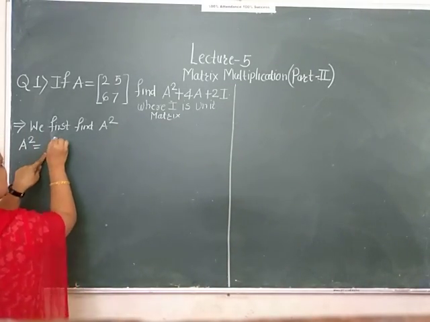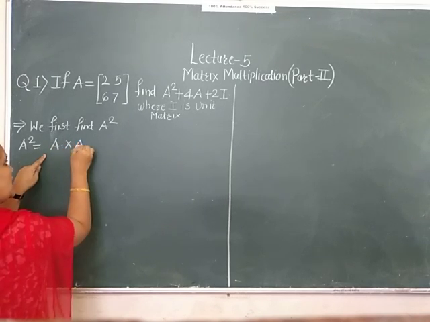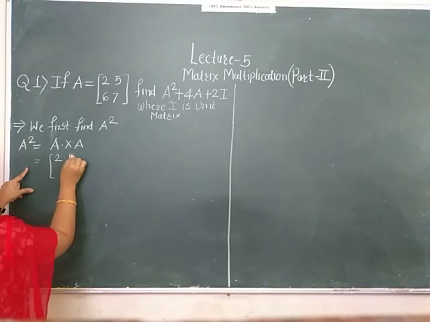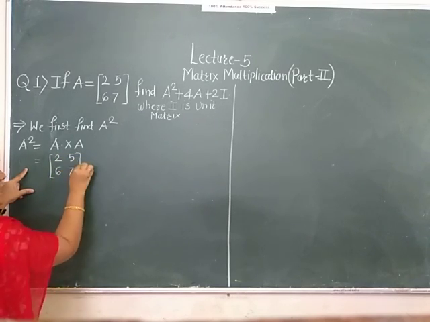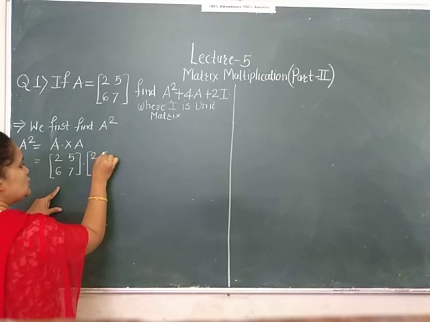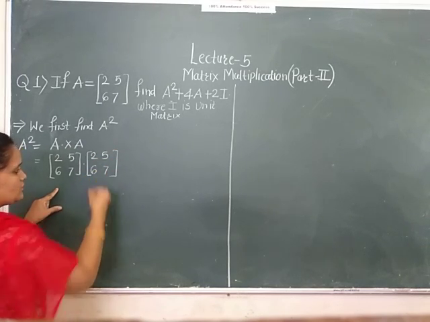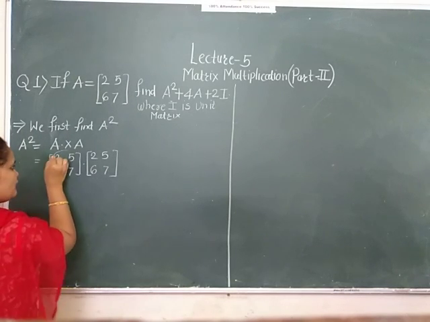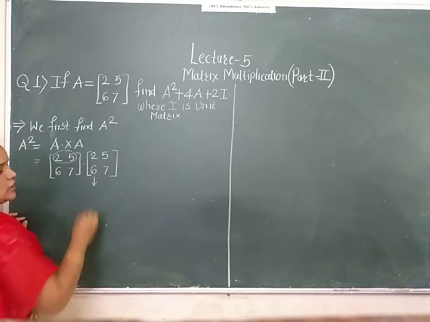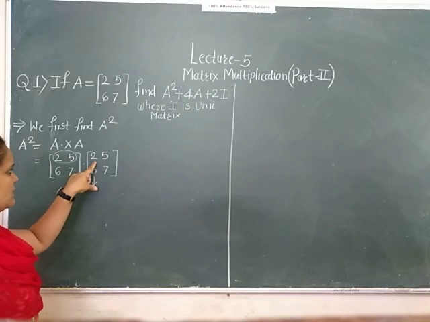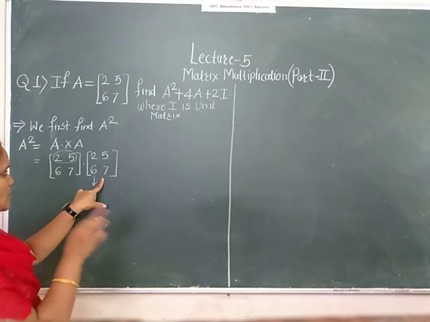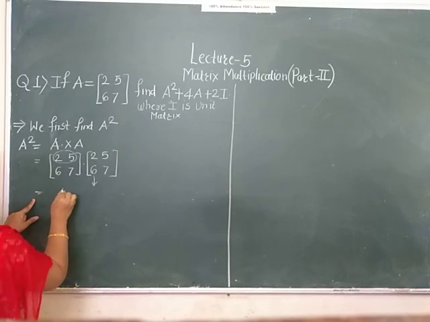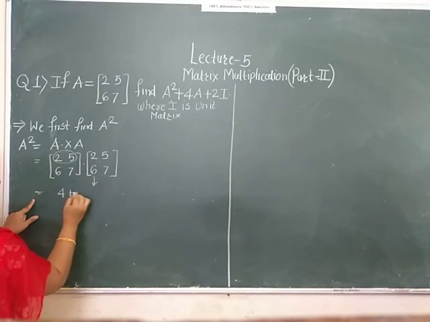A square is nothing but A matrix into A matrix. Okay, so A is 2, 5, 6, 7. Again, write down this 2, 5, 6, 7. Okay. Now we know matrix multiplication. इसे एक बार देखते हैं. ये फर्स्ट रो है. फर्स्ट रो फर्स्ट कॉलम को मल्टीप्लाई करेगा. उसमें भी फर्स्ट एलिमेंट फर्स्ट को, सेकंड एलिमेंट सेकंड को, और बीच में कौन सी साइन है? प्लस की साइन. सो 2 into 2 is 4 plus 5 into 6 30.